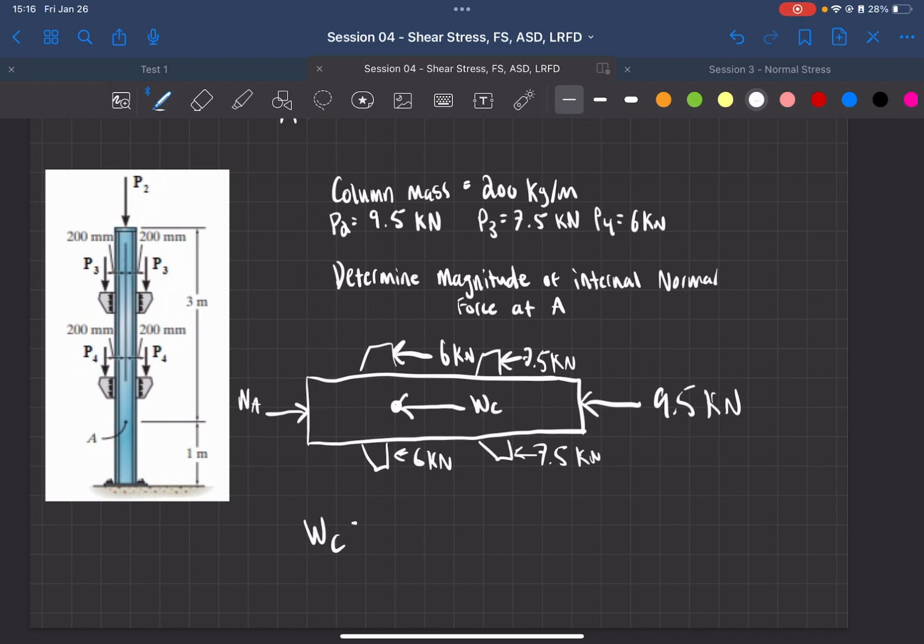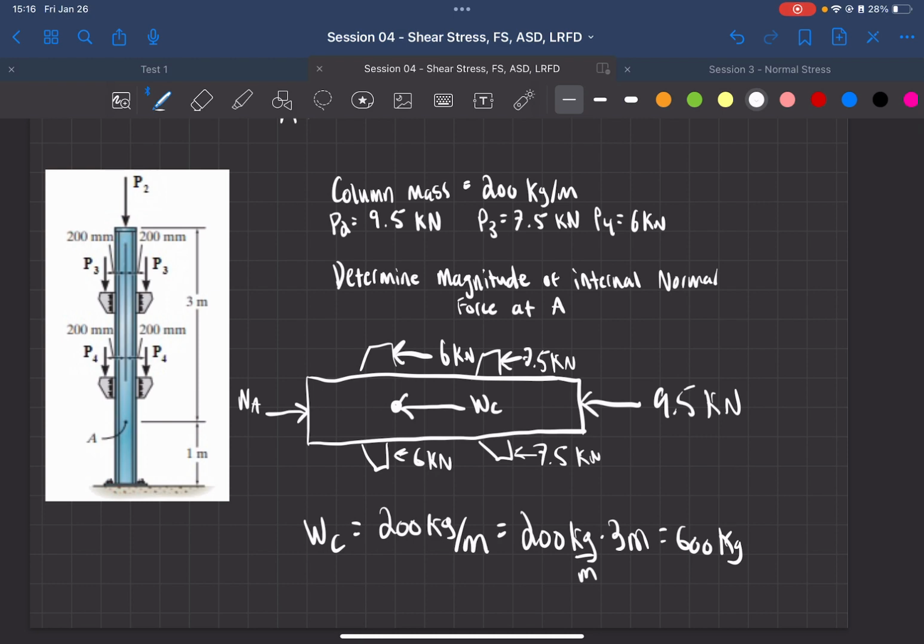Now, in a very similar process, we need to find the weight of the column. So we have 200 kilograms per meter, and we're going to write this as 200 kilograms per meter times 3 meters. We're using 3 meters because that's the height. We're only doing this box, right? We're not including that bottom. So times 3 meters ends up being 600 kilograms, because the meters cancel out.